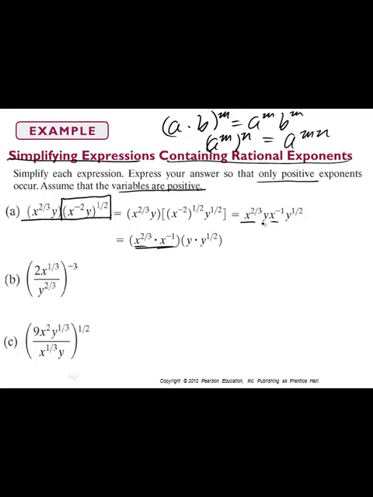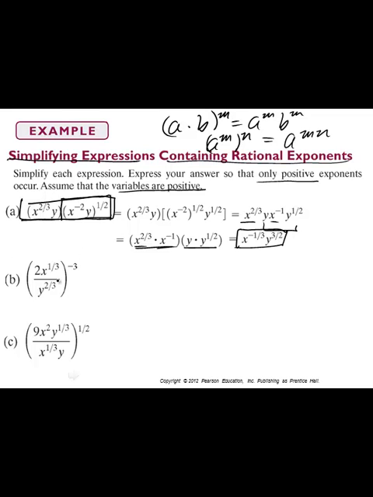Same thing with the y's. You're going to take y times y to the 1/2 power that you see right there. So remember, you're going to add those exponents. 2/3 plus negative 1 is negative 1/3. And 1 plus 1/2 is 3/2. So here's the result right here of simplifying this expression here. Okay? A little bit complicated at first, but just take it one step at a time.